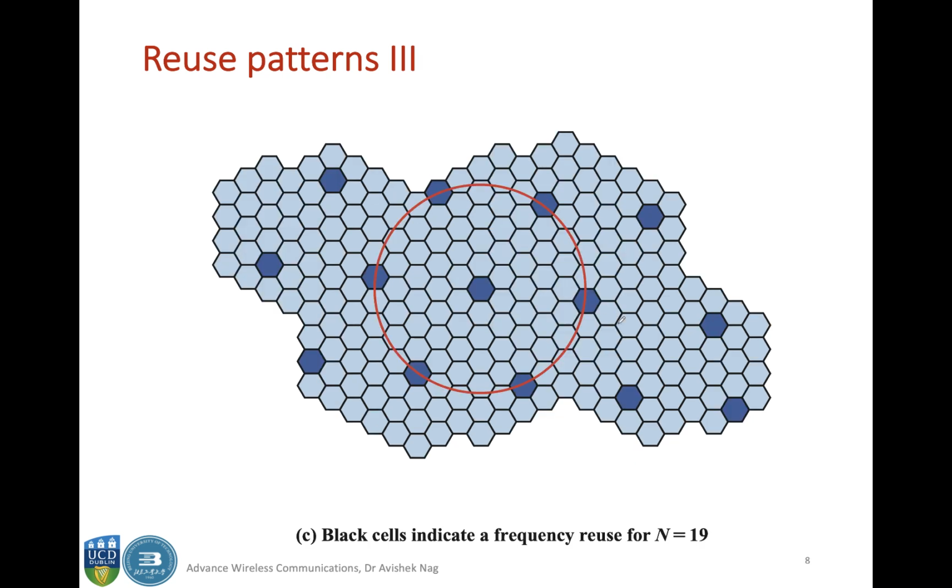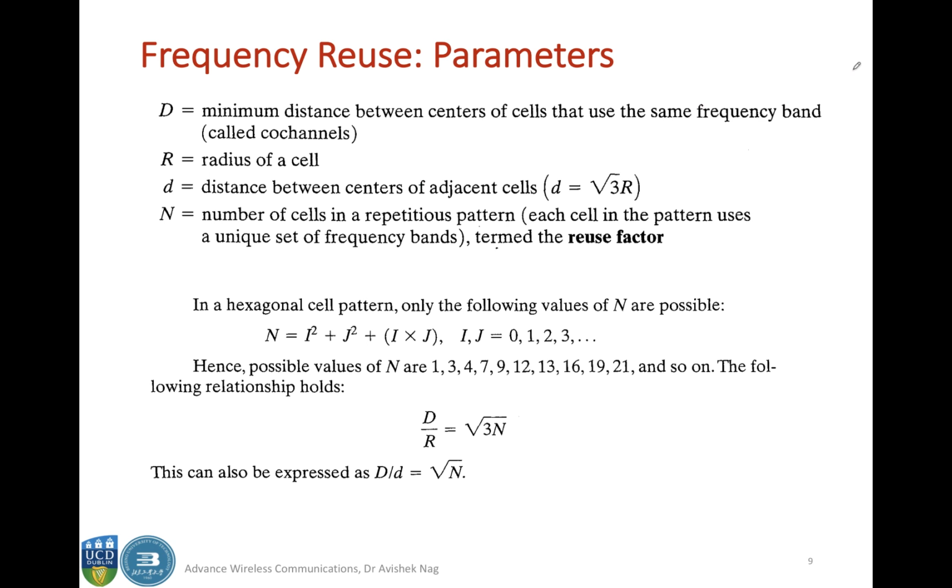You can have n equal to 19, okay, and you can have different n's. So all these numbers, n equal to 4, 7, 19, these just don't come randomly. Okay, these have a relationship that is associated with the hexagonal geometry of the cells, and these relationships follow this pattern. Okay, so let's first go through the different parameters. So D, as you saw, this is the minimum distance between centers of cells that use the same frequency band. Okay, so sometimes called co-channels.